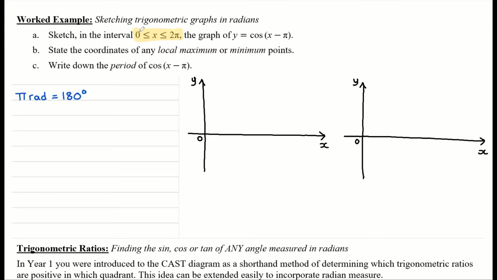So I've written out the definition again, and we know that pi radians is, of course, 180 degrees. So the question is, what is 2 pi radians? Well, let's just double both sides of this. So 2 multiplied by pi radians is, of course, equal to 2 multiplied by 180 degrees, which of course is equal to 360.